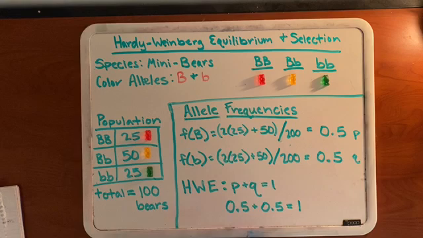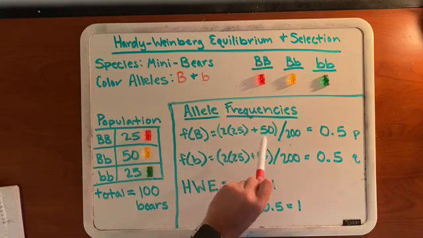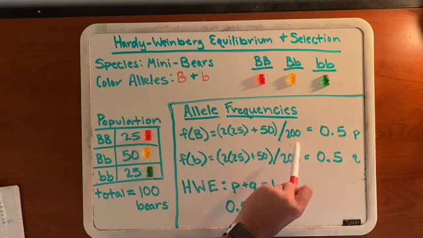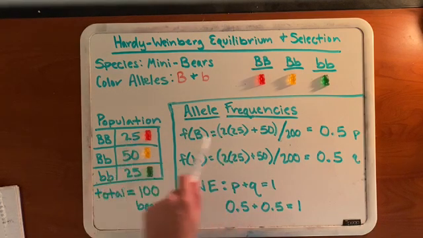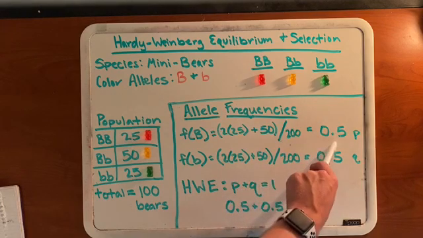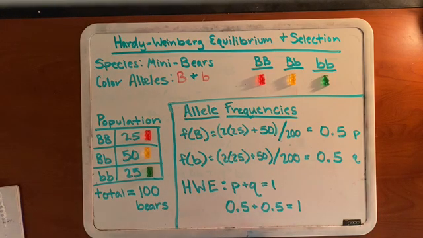So to prove it's in Hardy-Weinberg equilibrium, we want to first calculate the initial allele frequencies. The frequency of the big B allele is going to be the total number of big B alleles divided by the total number of alleles. This is going to be 200 because although we only have 100 individuals, each individual has 2 alleles in these diploid organisms. So it's going to be 2 times 25 plus 50 divided by 200 equals 0.5, which will be your p value. And the second one will be the same exact calculation, which will give you your q value. And the Hardy-Weinberg equilibrium equation says that p plus q equals 1. So we can do these calculations knowing that we are in Hardy-Weinberg equilibrium.